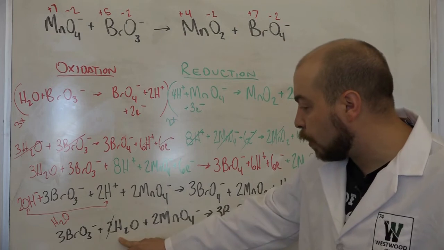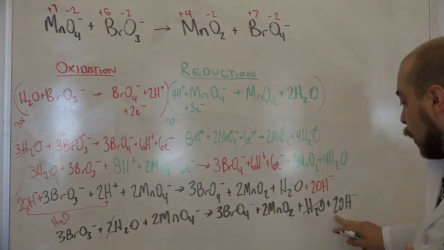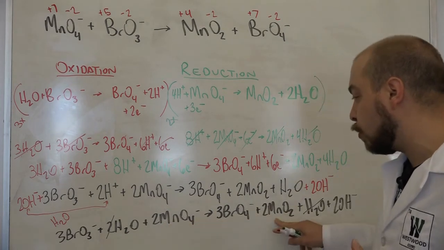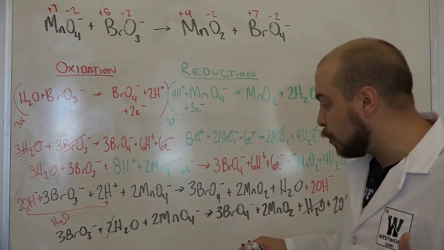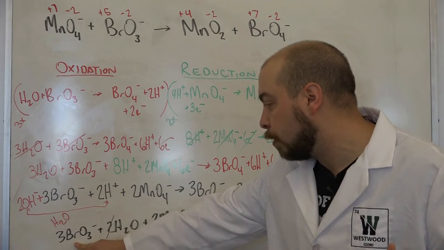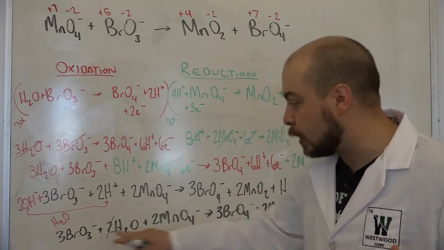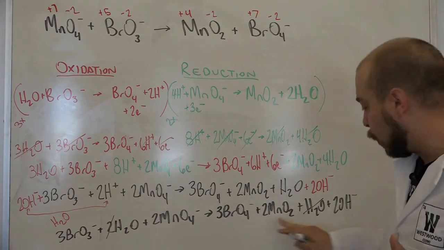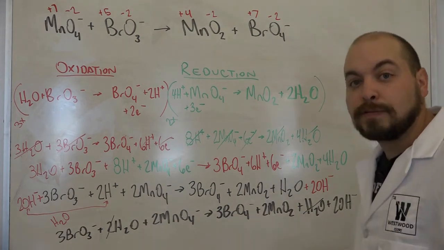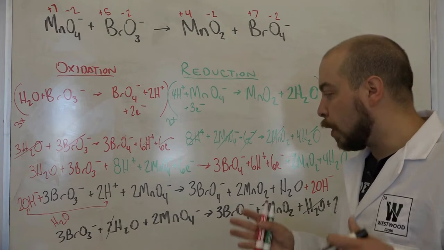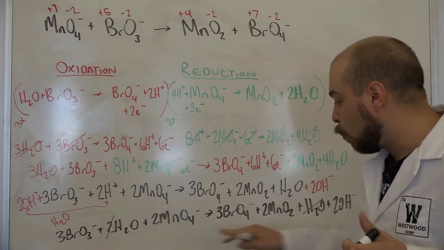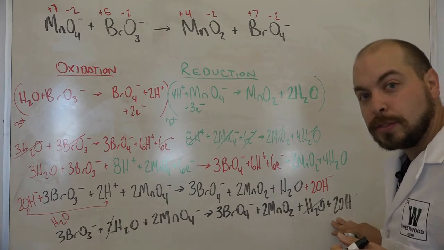Hydrogen, we've got 2 on the reactants, we've got 2 on the products. Manganese, 2 on the reactants, 2 on the products, and we check charge now. 3 times -1 plus 2 times -1, so that's -5 on the reactant side. 3 times -1 and 2 times -1, that's -5 on the product side. So we are now balanced for both atoms and for charge, and we are confirmed to be in a basic solution.